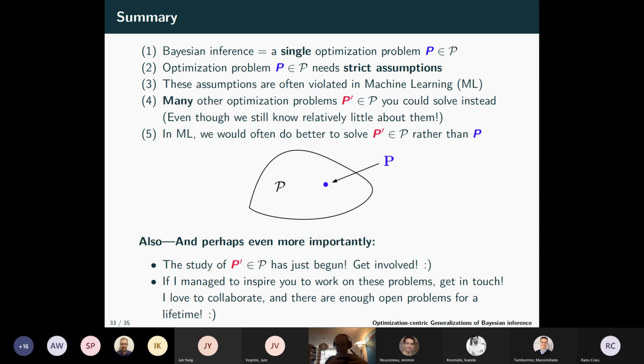So just to summarize, I hope I managed to convey that sentiment. If you do Bayesian inference, there's one optimization problem you're solving. And this optimization problem is associated with at least 3 assumptions that may be violated in practice. And they're definitely often violated in the field I operate in a lot, which is machine learning. And there, it often makes sense to consider other problems that you can formulate within the same family of problems and solve those instead. And that often has practical advantages. On the downside, we know much, much less about the theory of these objects because they haven't really been studied yet. But that's also a good thing because it means that there's more to do.